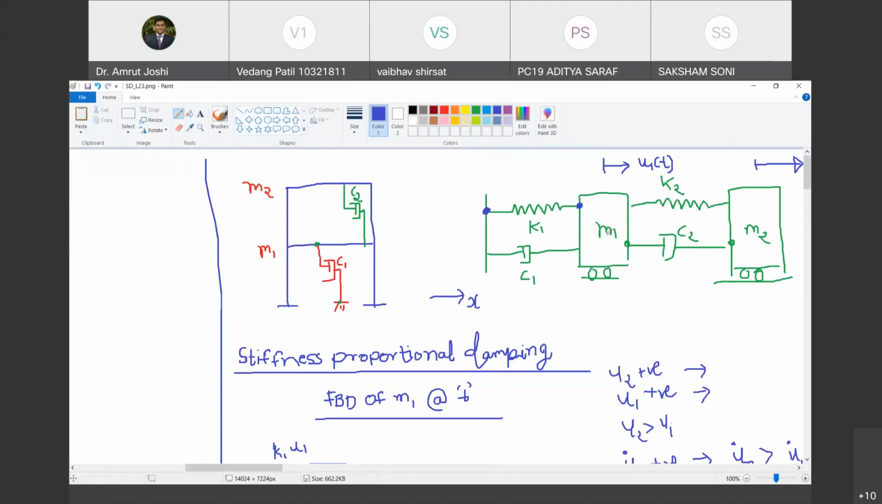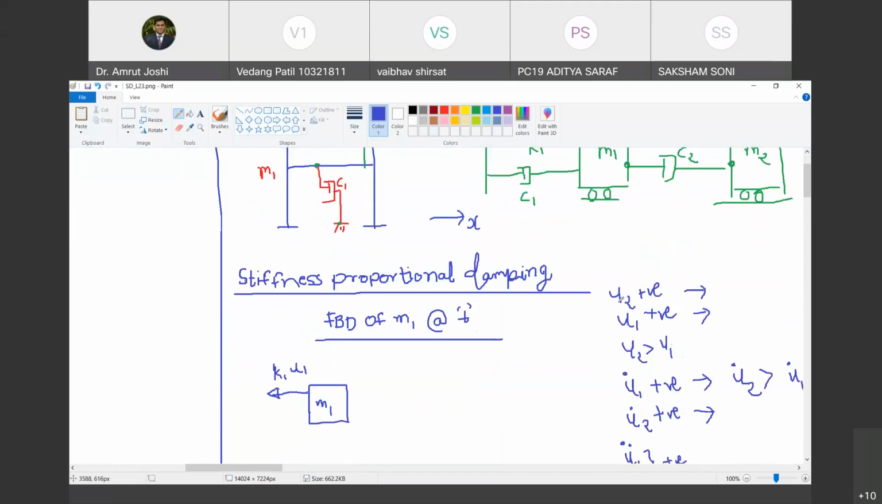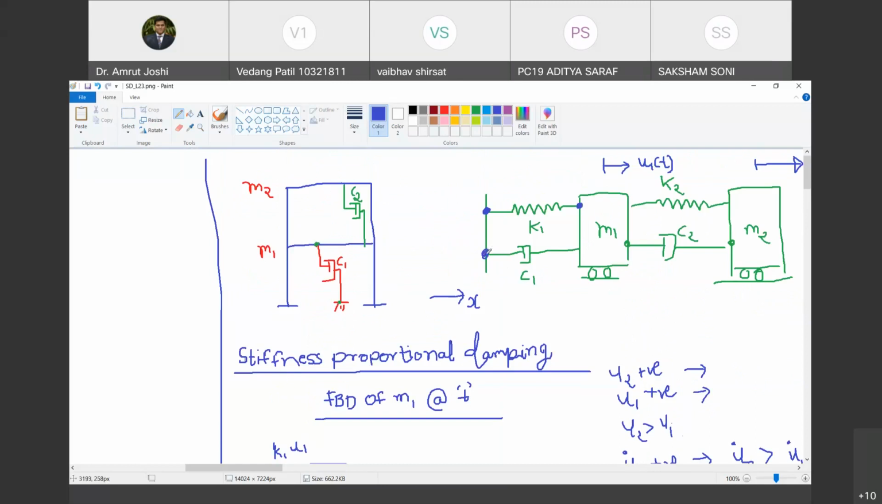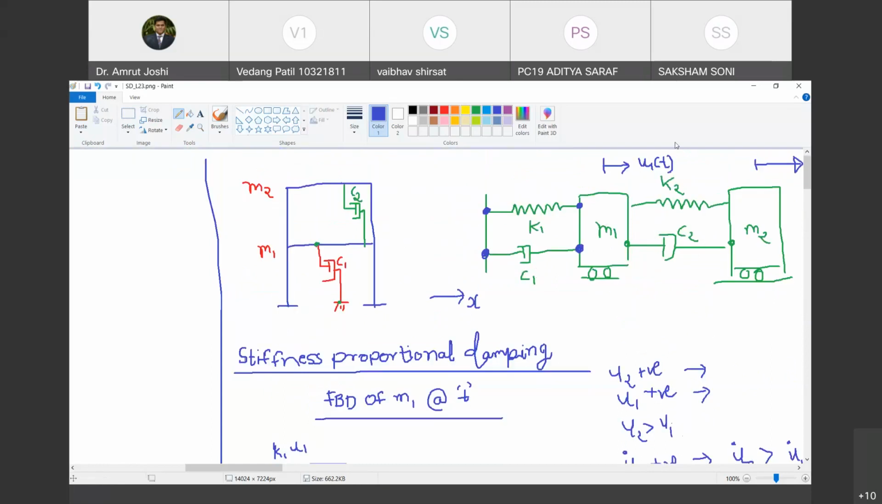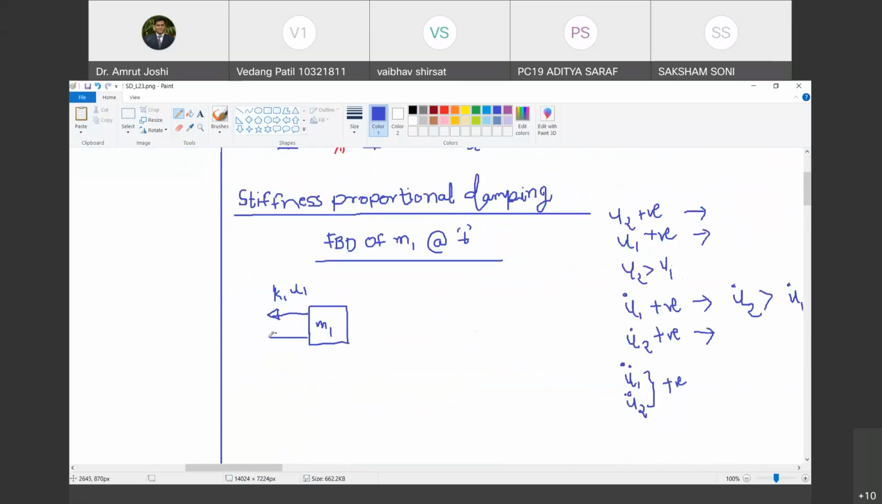Similarly, we assume that U1 dot of T is positive and the ground is not moving, so the ground's velocity is 0. So what is the relative velocity between these 2 points? The relative velocity between these 2 points is nothing but U1 dot of T. Do you agree with me? Therefore the damping force must be equal to C1 times U1 dot of T, and that damping force must be towards left because the mass is moving towards right. So C1 U1 dot. What else?